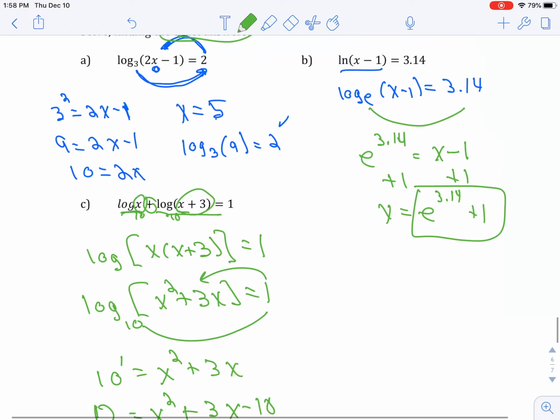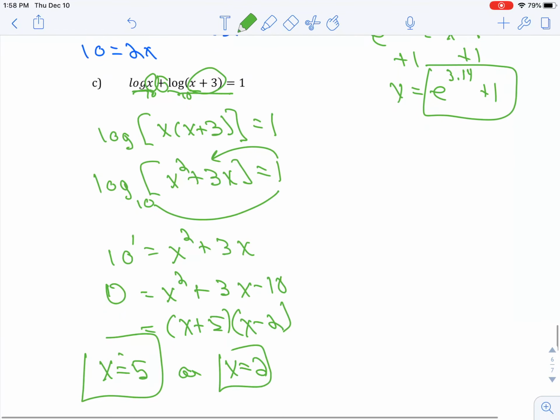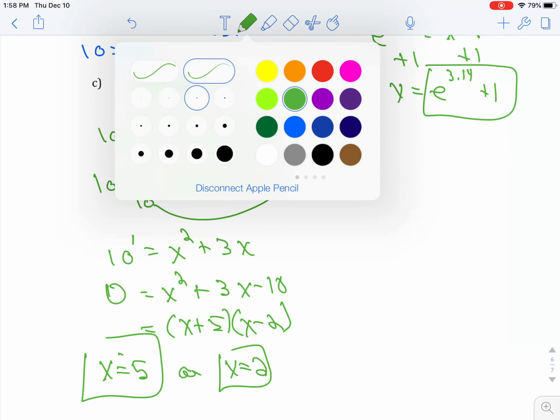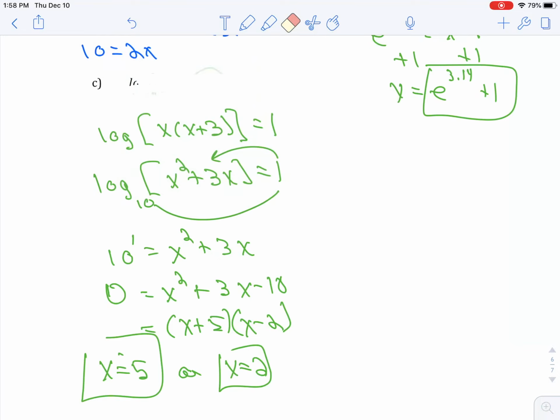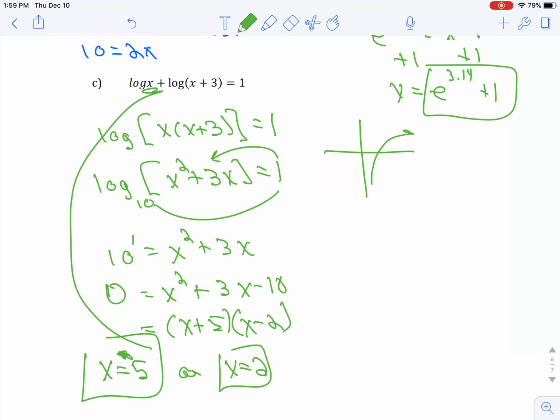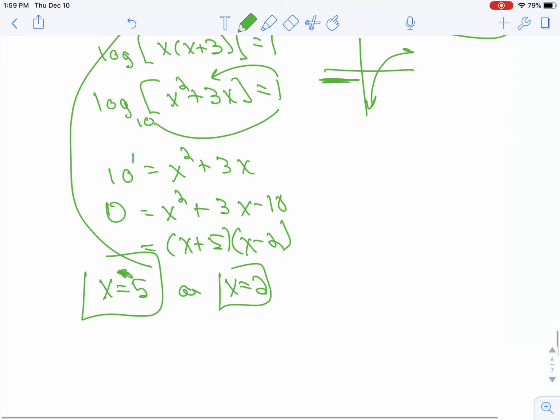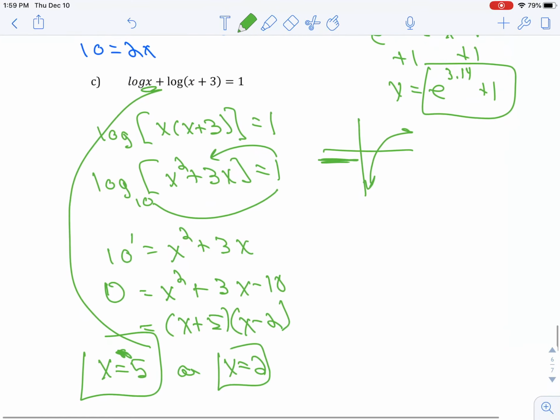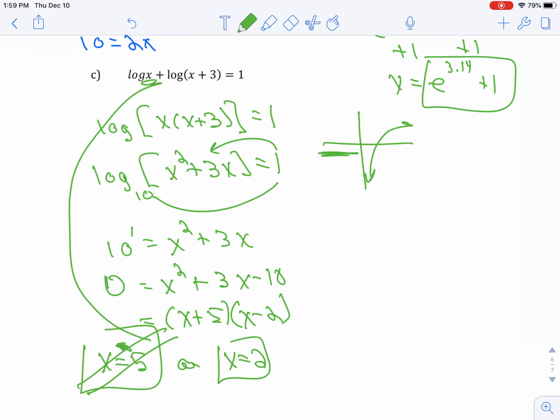Now, for this one, subbing the negative 5 back in is going to be problematic because the problem says we want the log of x. If I sub negative 5 in here, I'm taking the log of negative 5, and remember, I can't take the log of negative numbers. Log graphs just look like this. There are no x values in the domain that are negative. So x equals negative 5 or x equals 2. Well, anyway, that one has to get eliminated.